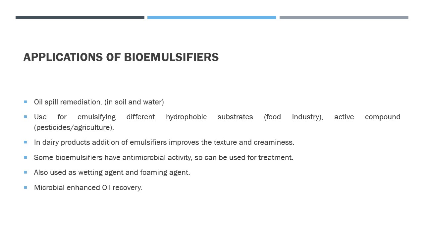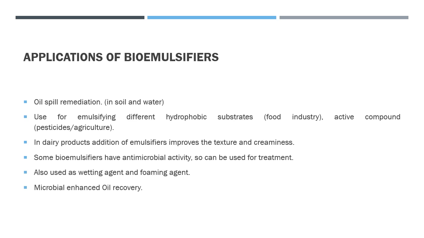Next is use for emulsifying different hydrophobic substrates. Bioemulsifiers are used to emulsify different hydrophobic substrates in the food industry, and some active compounds. You also need to emulsify some active compounds in case of pesticides, or in other solutions that you use in agriculture. So that is the second application. In case of third, it is dairy products. In the dairy industry, emulsifiers are added to improve the texture and the creaminess of the product.